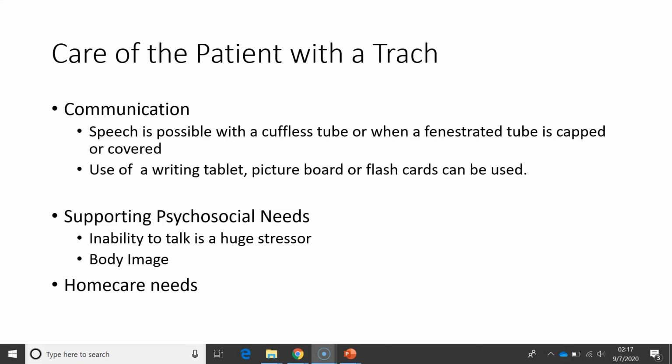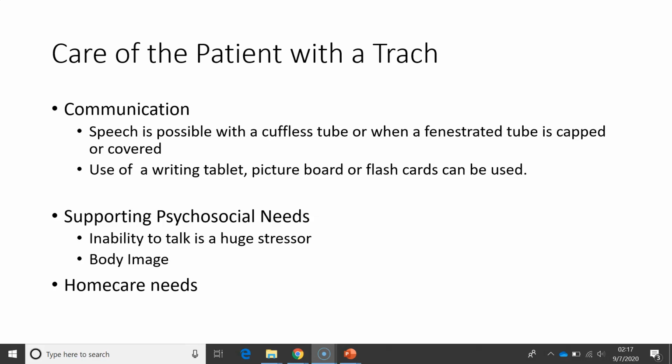Supporting their psychological needs. The inability to talk is a huge stressor. So being able to come up with a way that they're able to communicate really helps to decrease their stress. If it's going to be a long-term trach, body image can be a huge problem. And you want to make sure that you work with them as far as ways to kind of camouflage the trach when they go out in public and how to care for it.